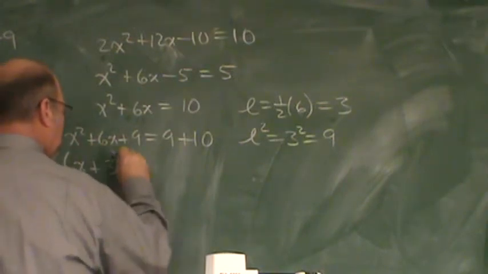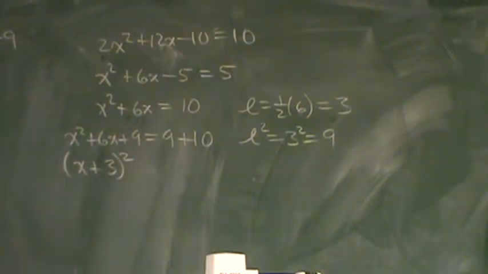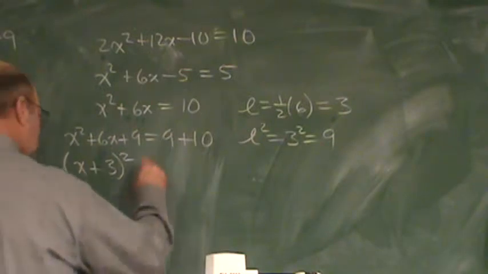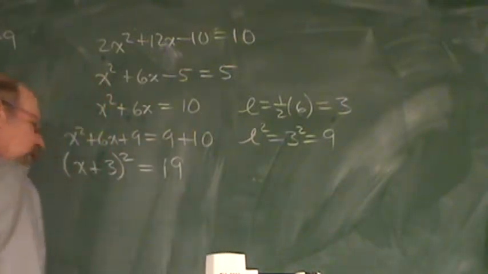But this factors into what? X plus 3 squared. X plus L squared. If L is negative, it's going to be X minus L. And that's equal to 19. Yes?